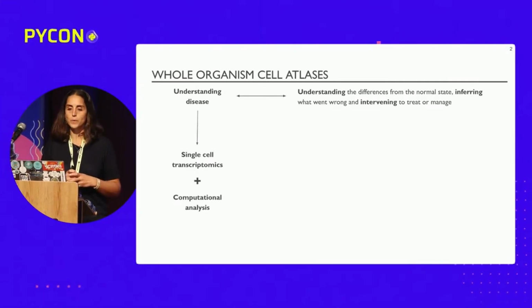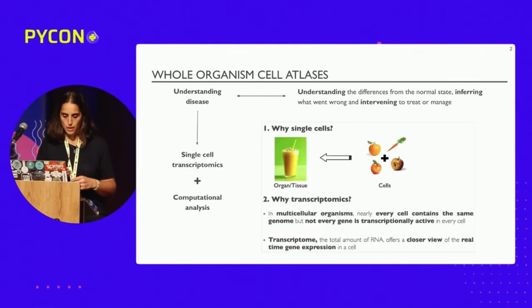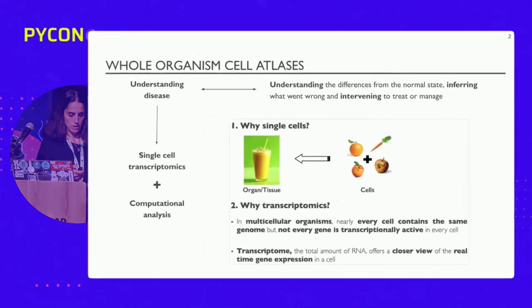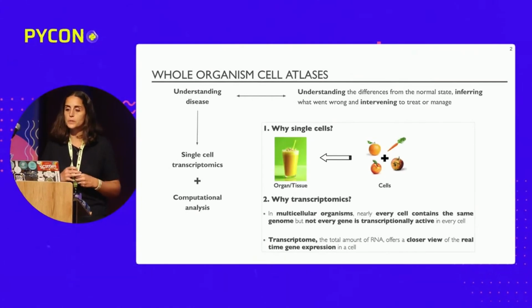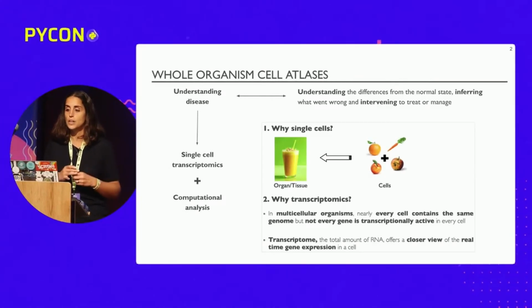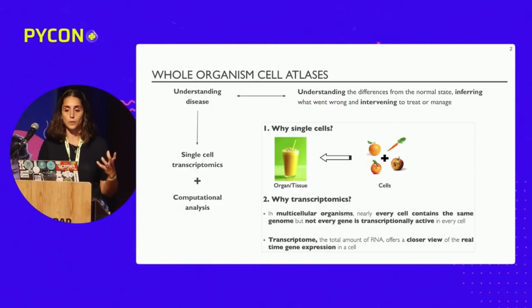So why do we want to do transcriptomics? Transcriptomics is the easiest one to measure. The important thing is that unlike the genome, which is the same in every cell of the organism, the transcriptome is incredibly variable cell to cell. And so it offers a close representation of cell states within the organs.